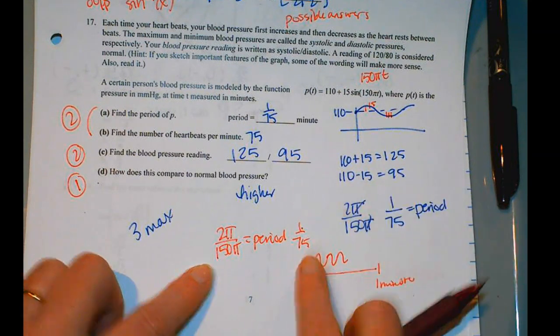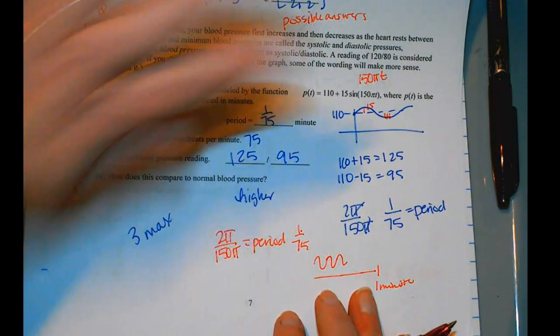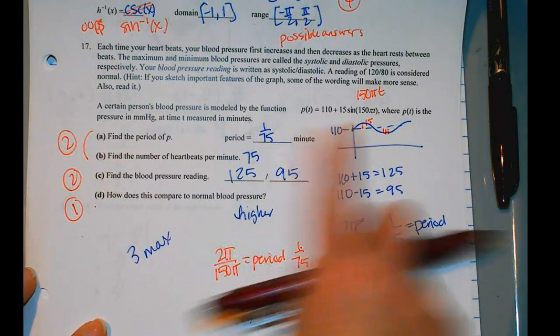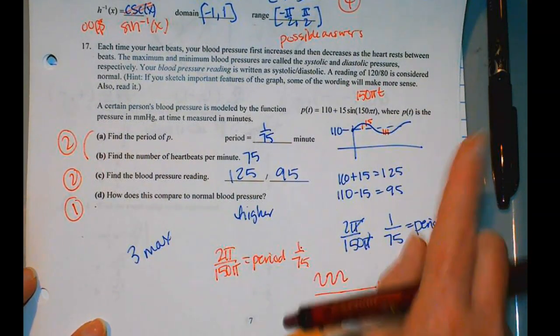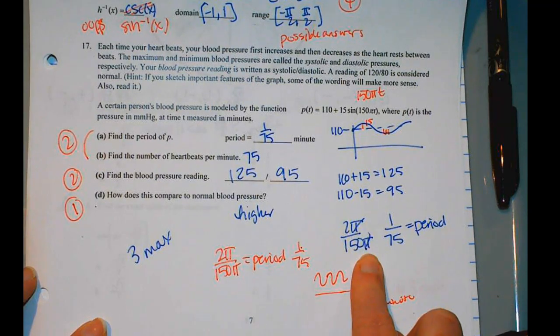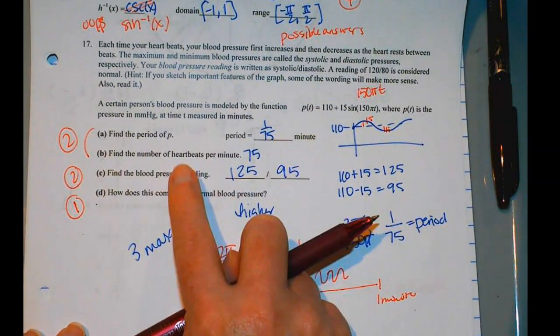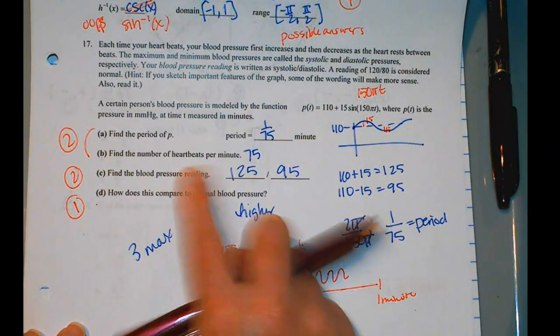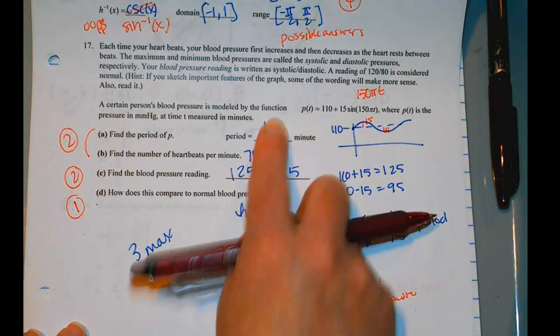So I was looking for you to find the period, even if you didn't know any wordy words. If you just said find the period from an equation, you should have done 2 pi over 150 pi without any words. And that's per minute. Then how many? 75 a minute. Many of you may have guessed that.